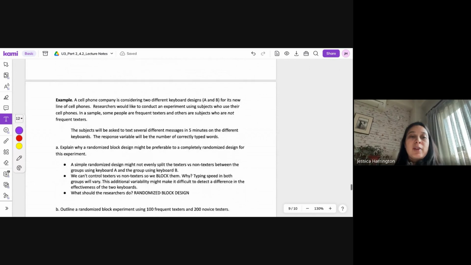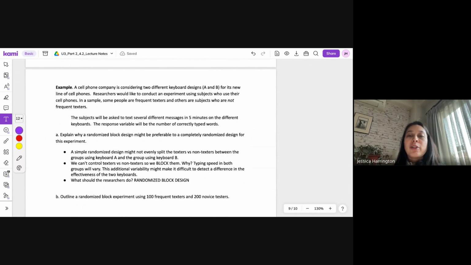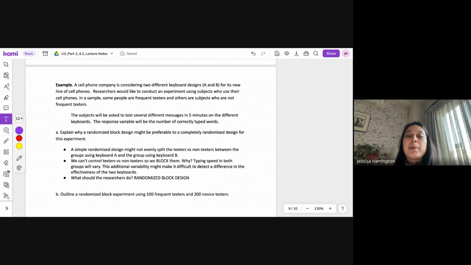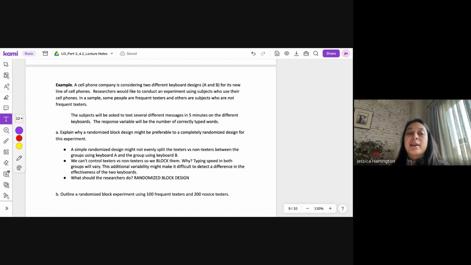So here's an example. A cell phone company is considering 2 different keyboard designs. Let's call them first one keyboard design A, second one keyboard design B for its new cell phones. So they want to test how useful these different keyboards are. But what they noticed is they have this group of subjects, some who are frequent texters and really know how to text, and some that do not. And they know this is a variable that will impact the results of the experiment, right? So in this experiment, the subjects will be asked to text several different messages in 5 minutes on each of the keyboards. The response variable will be the number of correctly typed words. Explain why a randomized block design might be preferable to a completely randomized design for this experiment.